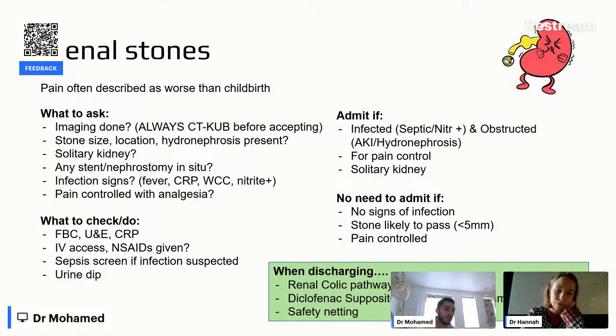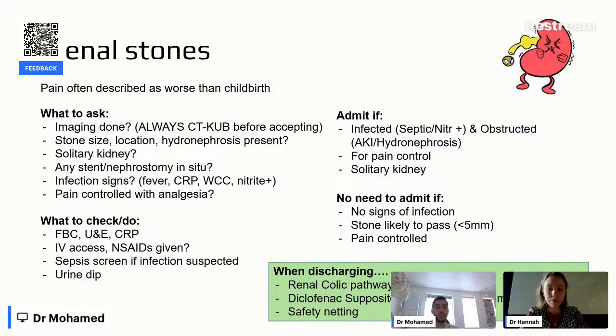So after you've operated on them, or they've passed the stone, or you've got on top of their pain control and they've been able to go home, then make sure that when you discharge them, you refer them back to the renal colic pathway. So just make sure that they're followed up, and we know what's happened with their stone. Have they been able to pass it, or what's happened? And this is important as well, because typically these patients will be repeat presenters with further stones at different points in their life.